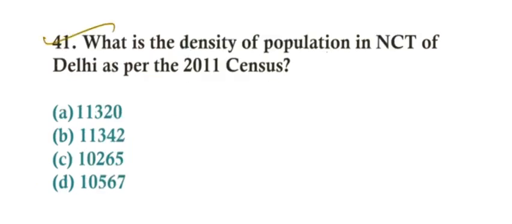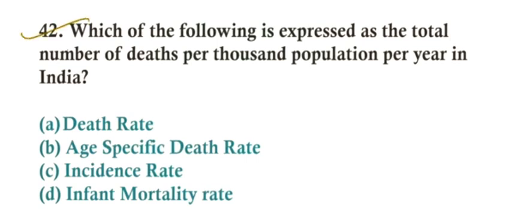41. What is the density of population in the city of Delhi as per the 2011 census? Option number A, 11,320. 42. Which of the following is expressed as the total number of deaths per thousand population per year in India? Option number A, death rate.